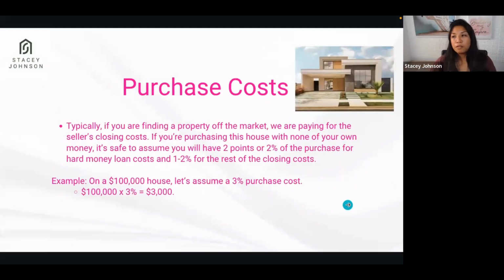Typically, if you're finding a property off of the market, direct to seller, like how you guys are planning on doing, we're going to be the ones paying for the seller's closing costs. Typically, you're going to be at around 3 to 4% of the purchase costs. 2% of that is going to be for your hard money loan for yourself, and then 1 to 2% for the rest of the closing costs.